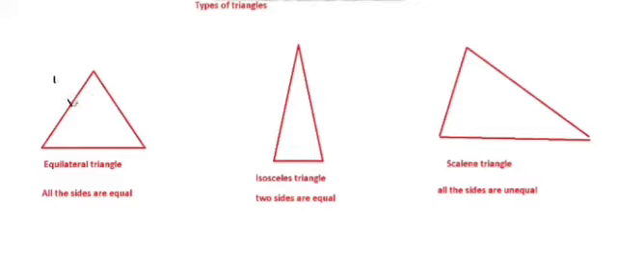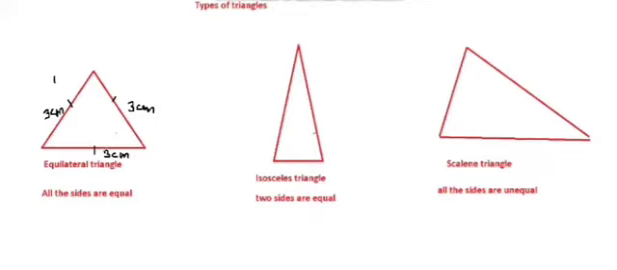In an equilateral triangle, all your sides are equal. If this is 3 centimeter, this should also be 3 centimeter, and this should also be 3 centimeter. So when all the sides of a triangle are equal, we call it an equilateral triangle.